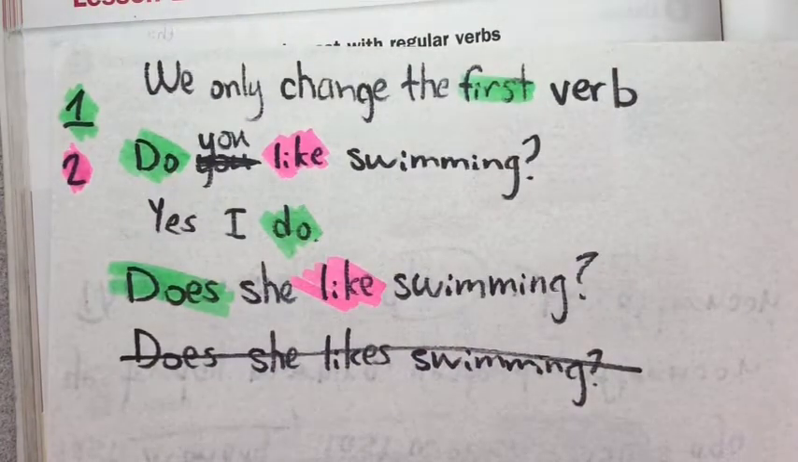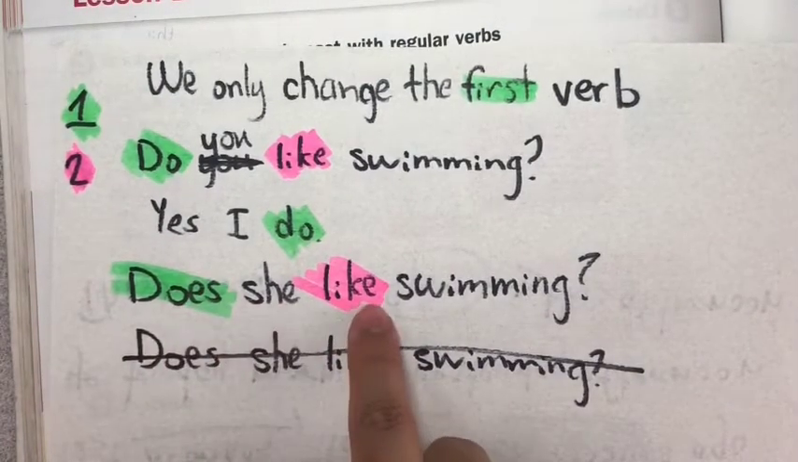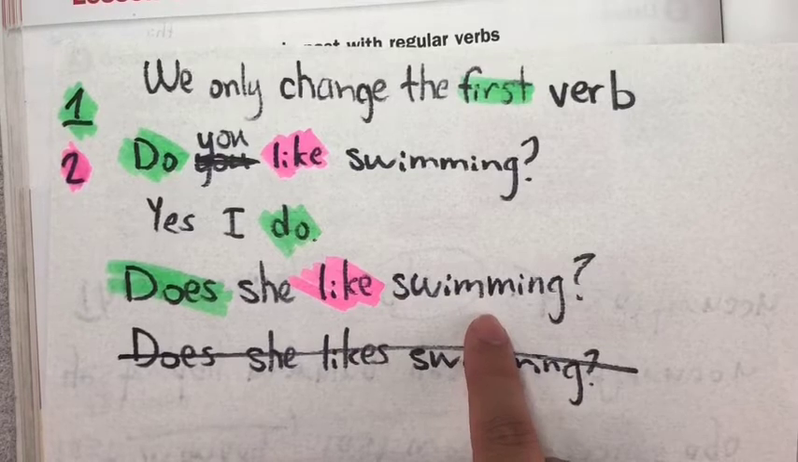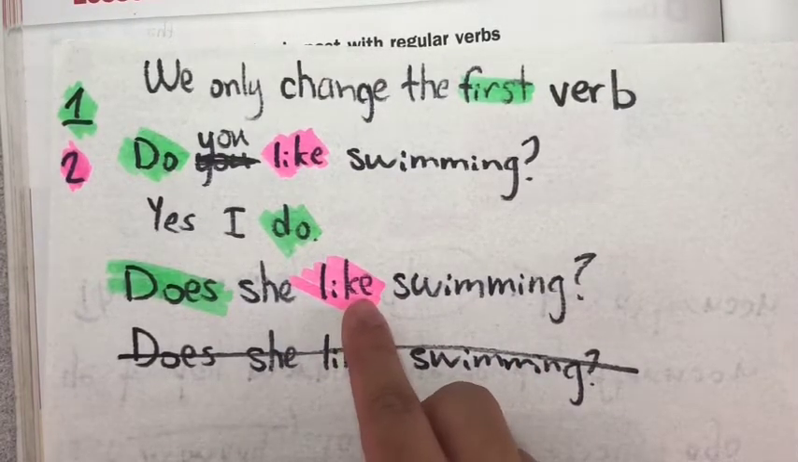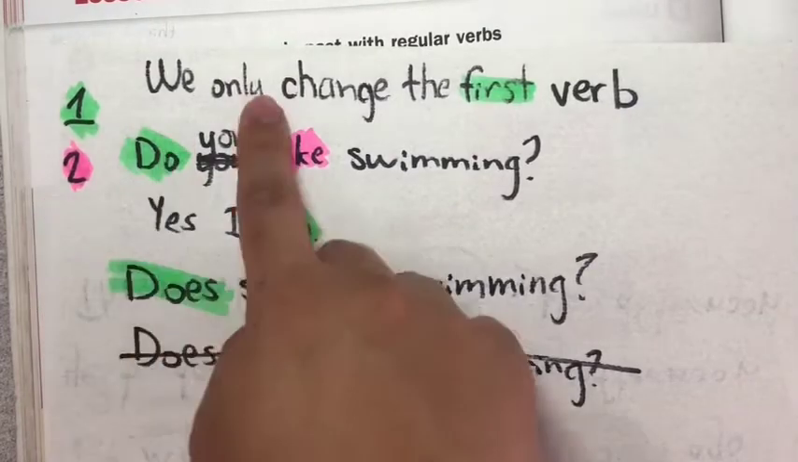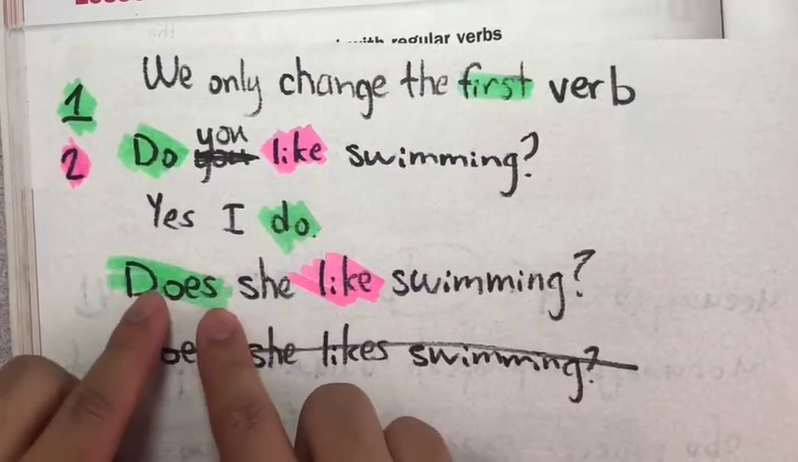We have to say, does she like swimming? The word like here, we don't change it because it's the second verb. We only change the first verb.